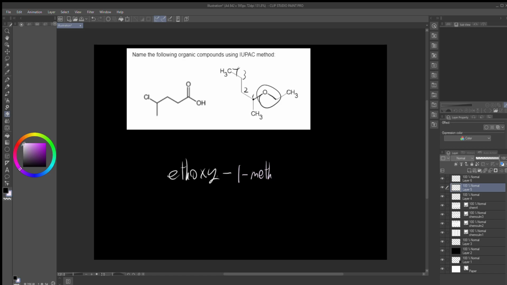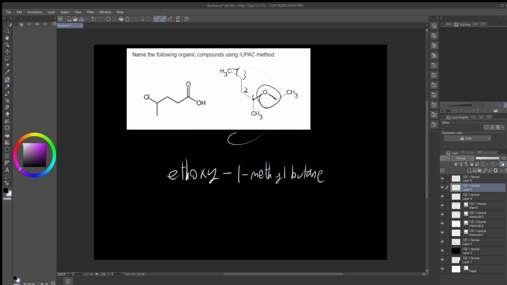It will be methyl butane. So this will be the name for this organic compound. And so that is a quick example of naming organic compounds based off of the given drawings. So basically we have the prefix, the mid, and then the suffix.